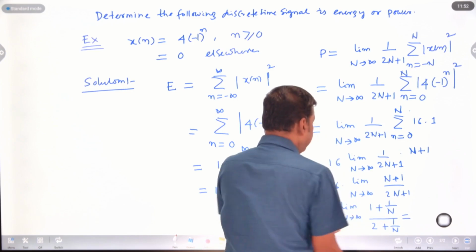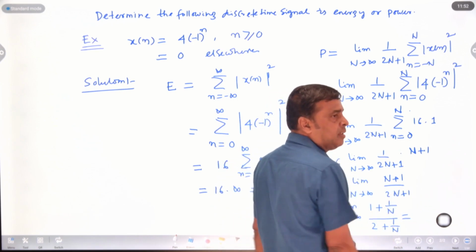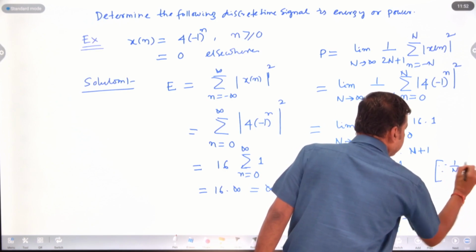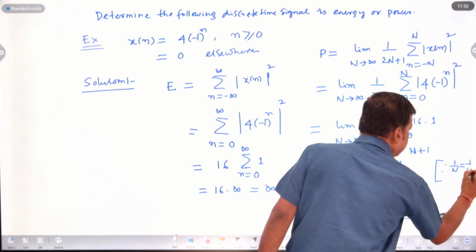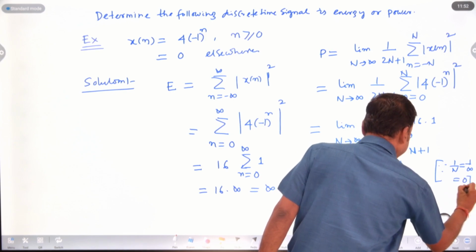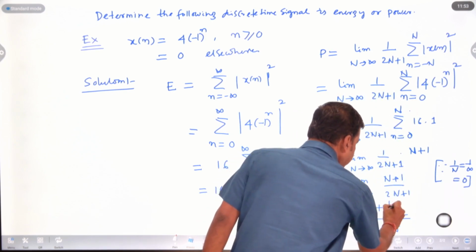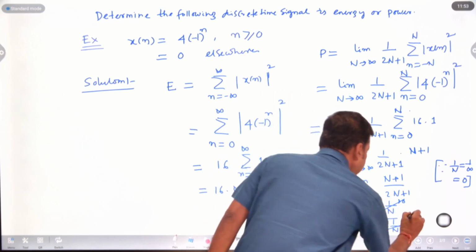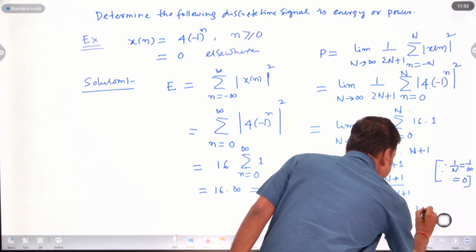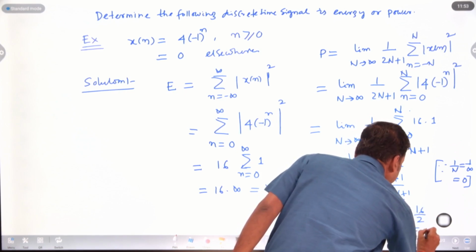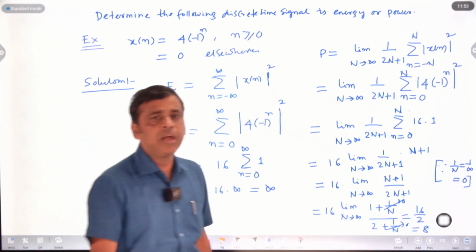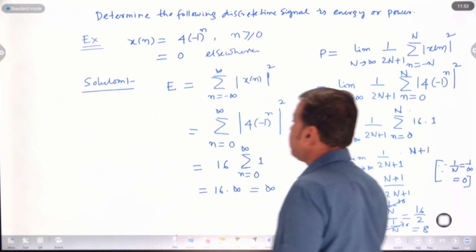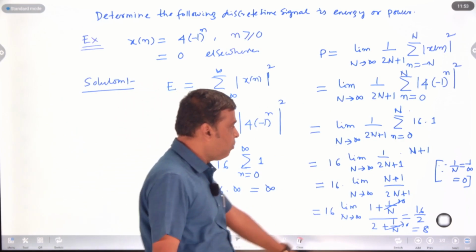So if N tends to infinity, 1 by N, that is 1 by infinity, the value will be 0. If this value is 0 and this value is 0, the value is 1 by 2, and that is 16 into 1 by 2. That is 16 by 2, equal to 8. We have got the average power of the discrete time signal x of n equal to 8.